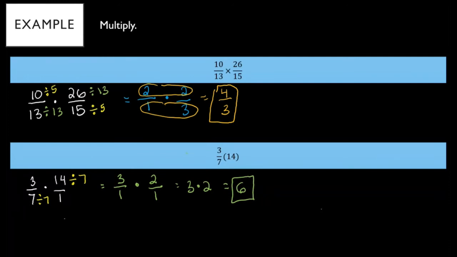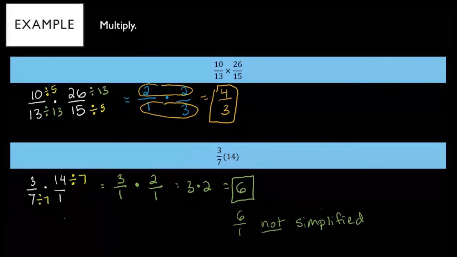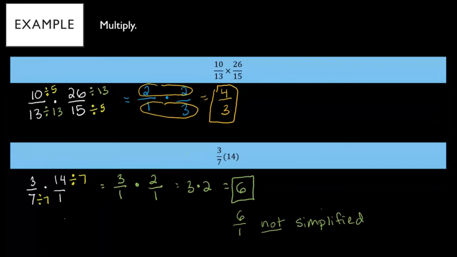Now, we always try to simplify. So if you wrote 6 over 1, this is not simplified. If it's over 1, we're not considering it in its simplest form. The simplest form would be to write it as a whole number, as 6. So just keep in mind that if you're working with fractions, don't leave it as a fraction if you can turn it into a whole number, because it's not simplified in its fraction form if it can still be worked on or divided out.